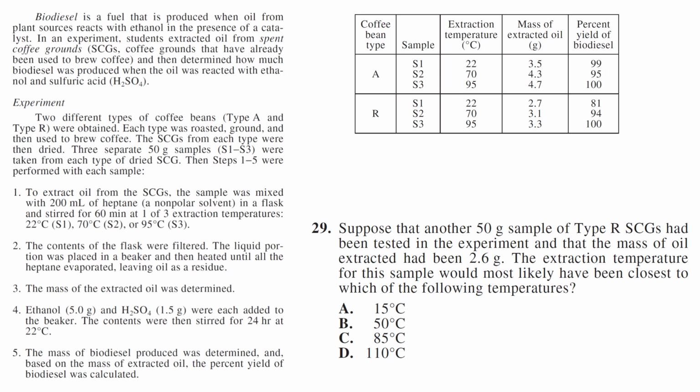Number 29, we have a suppose if Y question, so we have to extend our thinking a bit. So we're testing another 50-gram sample of type R at 2.6 grams. That's the extension, just recognizing where that would go. So it continues up this path and it's going to be a little less than sample 1. The extraction temperature would most likely have been. So we look at extraction temperature, it continues the same direction, so less than 22. So the answer has to be A.